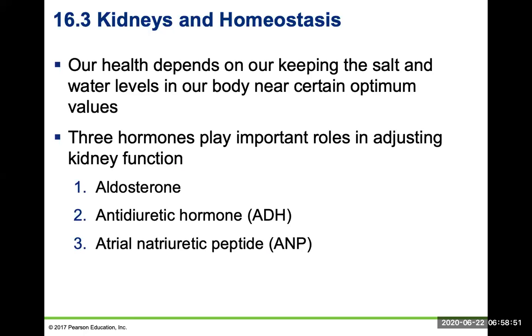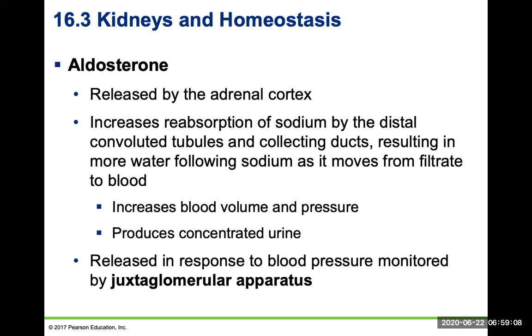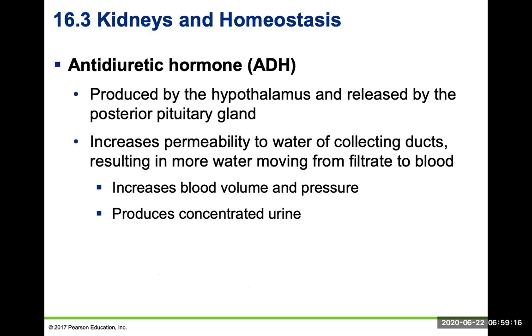Our health depends on keeping the salt and water levels in our body near certain optimum values. And these are the hormones that are responsible in adjusting kidney function: aldosterone, antidiuretic hormone, and atrial natriuretic peptide. Aldosterone is released by your adrenal cortex to increase blood volume and pressure, so it will produce concentrated urine. ADH increases blood volume and pressure and also produces concentrated urine.